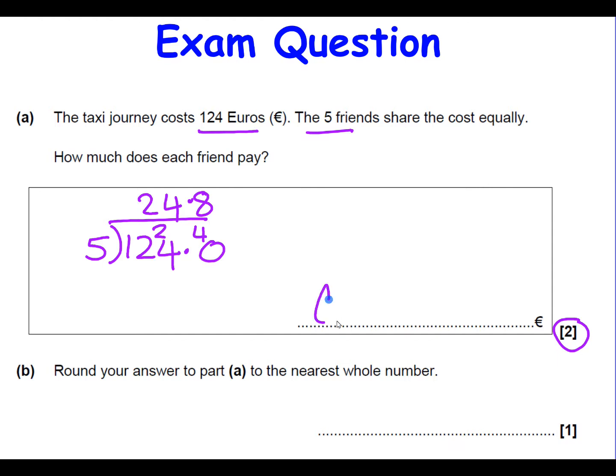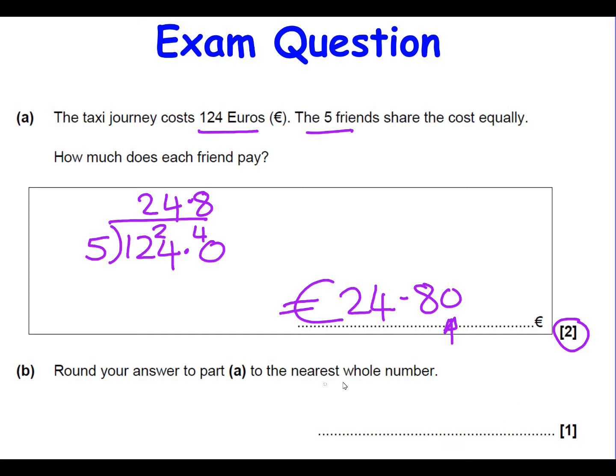Now, because it's money and euros, we need to put 2 decimal places in. So you need the second decimal place to get your second mark on the correct answer.